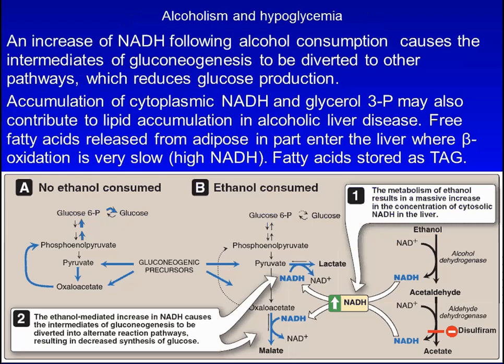Ethanol-mediated increase in NADH causes the intermediates of glucose to be diverted to other alternative pathways. For example, pyruvate to lactate, oxaloacetate to malate, resulting in decreased synthesis of glucose, leading to hypoglycemia.